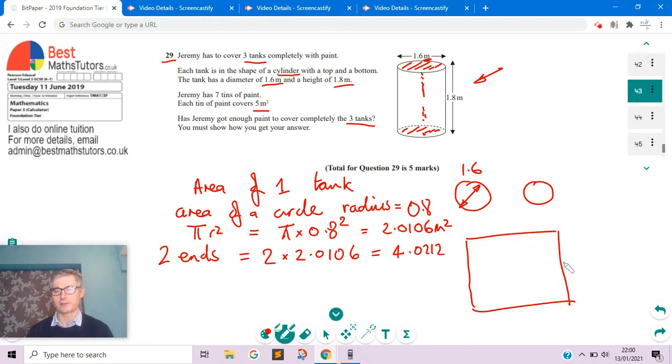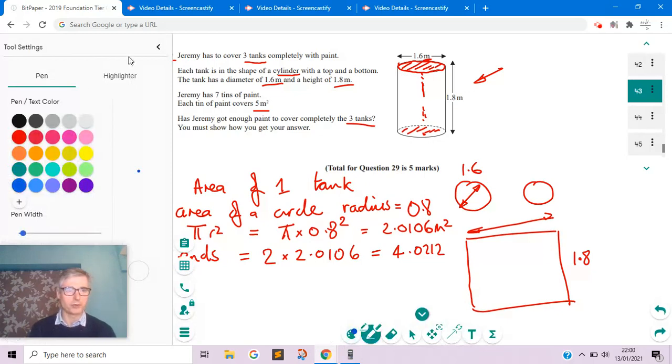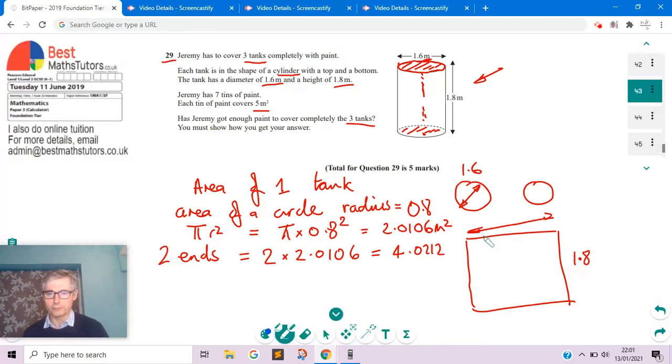We also need to find the area of the curved surface bit. And we know that the height is 1.8 there. So 1.8. We do need to find this length. Well, this length is actually the circumference of a circle. If we unravel that, it would be the distance all the way around the top there, which is the circumference of a circle. So that's what that bit is. Just change pen so it doesn't get too cluttered. So that's the circumference.